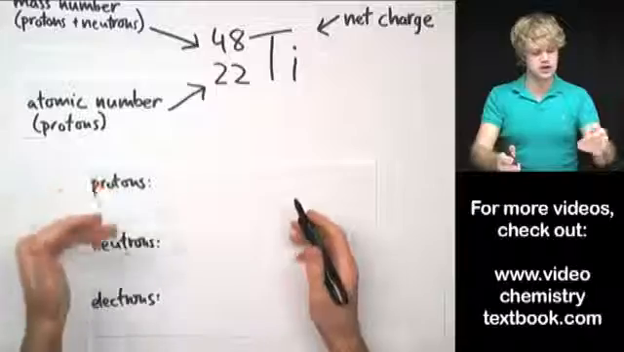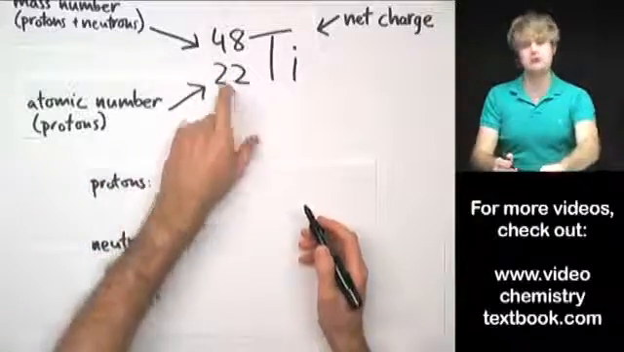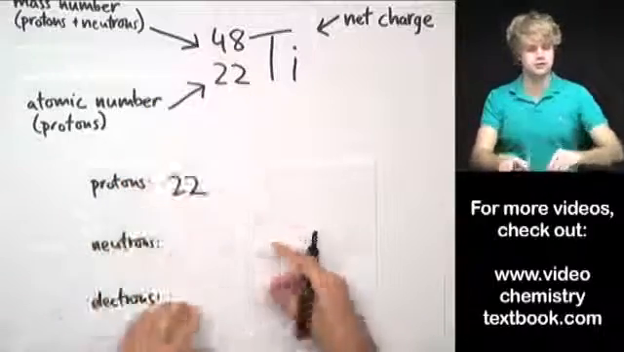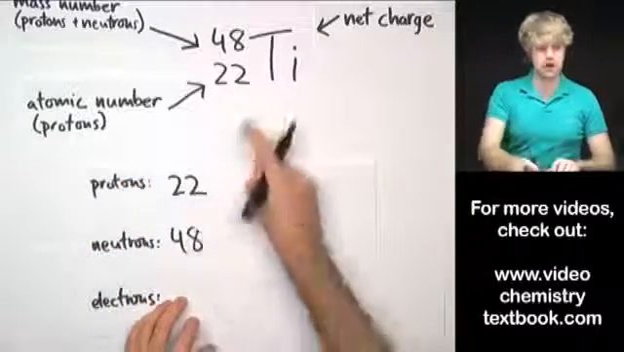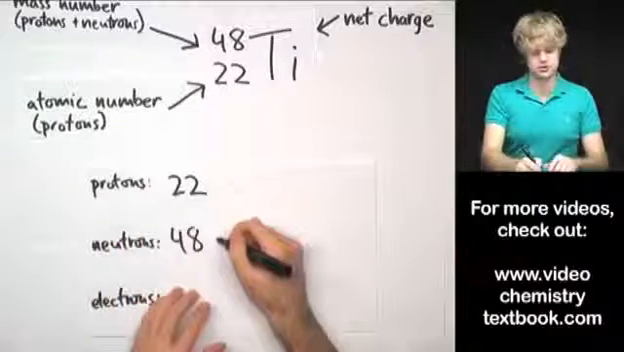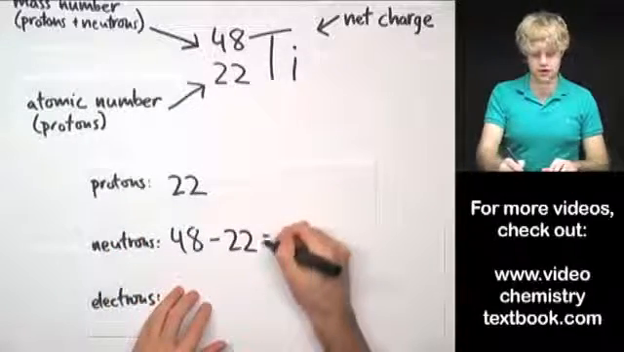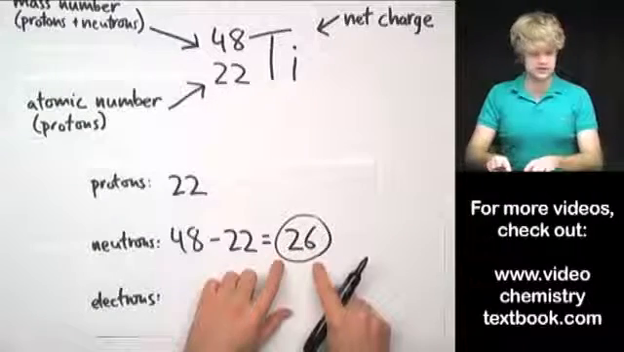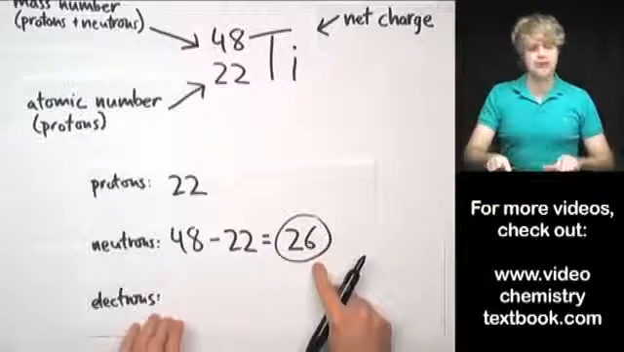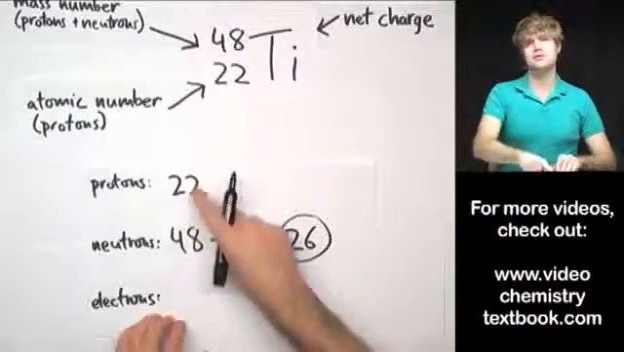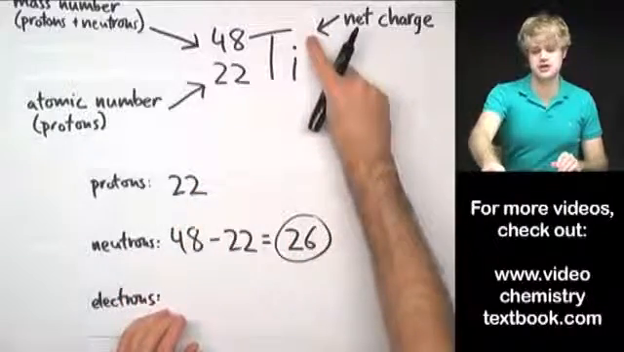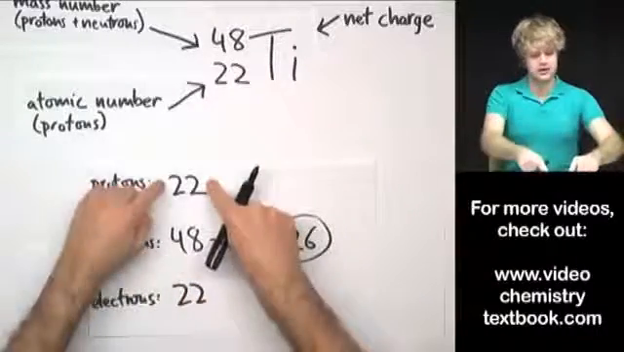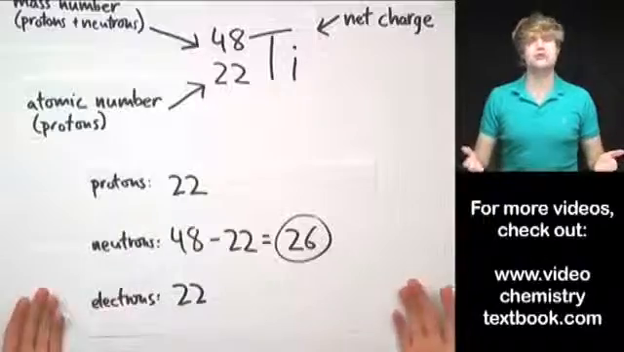So, protons, neutrons, and electrons for this guy. Protons is the atomic number, 22. And neutrons, the mass number, 48, protons plus neutrons, minus 22, the number of protons. And we get 26 neutrons. For electrons, they balance out with protons, and as we said, since there's nothing up there, it has a 0 net charge. So that means I've got 22 protons, and I've got 22 electrons.